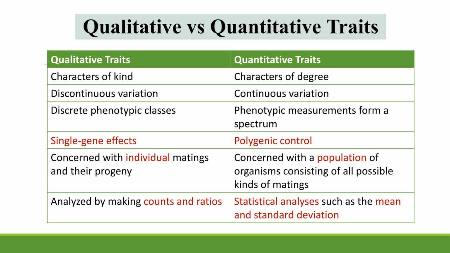To summarize, qualitative traits are characters of kind with discontinuous variation and single gene effects, analyzed by counts and ratios. Quantitative traits are characters of degree with continuous variation and polygenic control, analyzed using statistical methods like mean and standard deviation. In our next video, we are going to dive deep into the world of quantitative traits to see how dozens of genes and the environment work together to shape who we are.